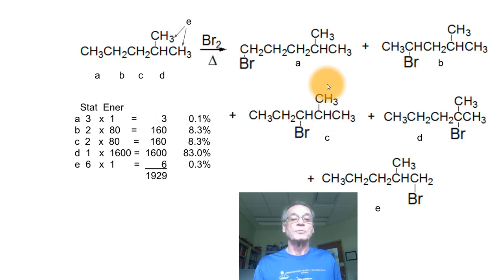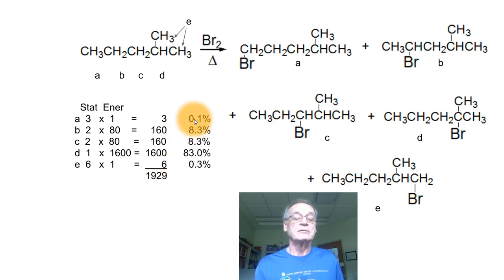But what if we did the same problem with bromine? Again, the statistical factors are the same, 3 to 2 to 2 to 1 to 6, because 3 of that type, 2 of that type, 2 of that type, 1 of that type, and 6 of that type. The energy factors are going to be 1 to 80 to 80 to 1600 to 1, because that's primary, secondary, secondary, tertiary, and then these are also primary. Multiplying out the factors, 3 to 160 to 160 to 1600 to 6, that adds up to 1929.